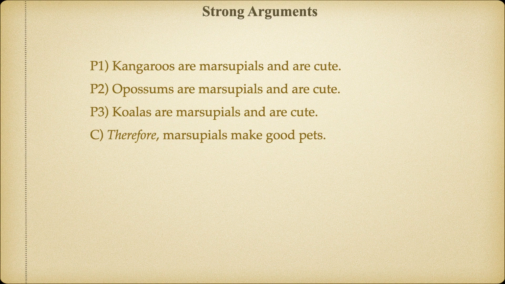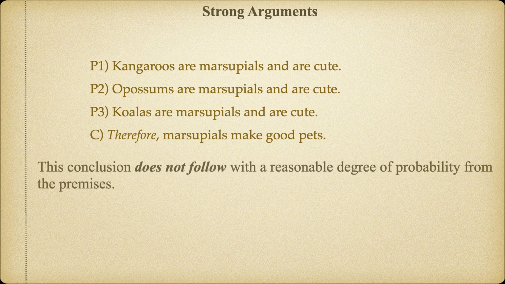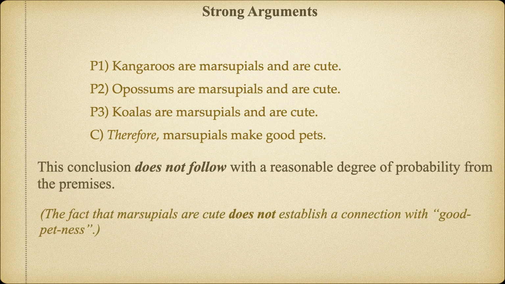Does the conclusion follow with a sufficient degree of probability? The answer in this case is no. There's no premise in the argument suggesting a connection between cuteness and good petness. It might turn out to be true that marsupials make great pets, but the premises of the argument are insufficient to get us to that conclusion.